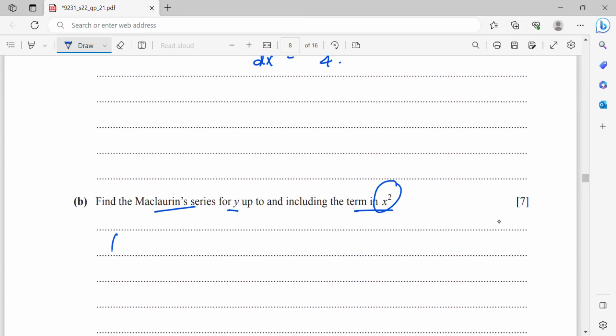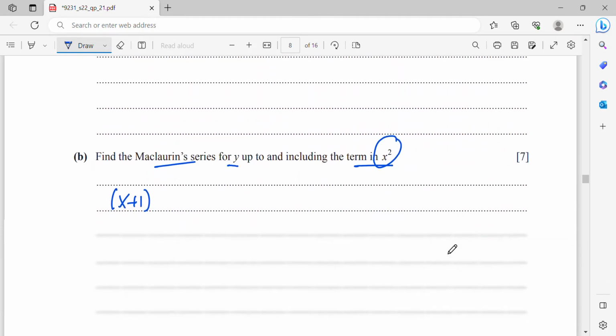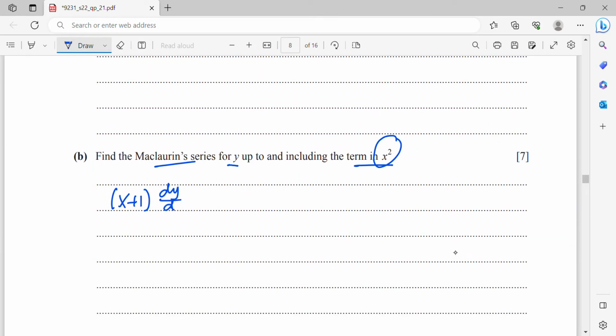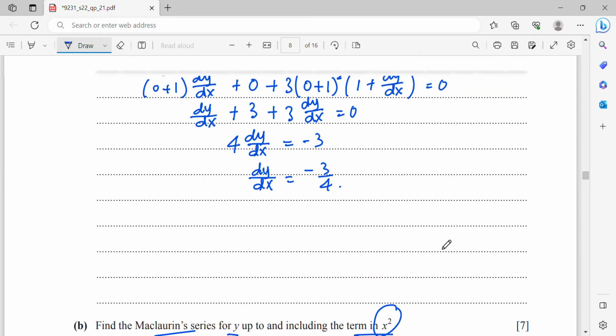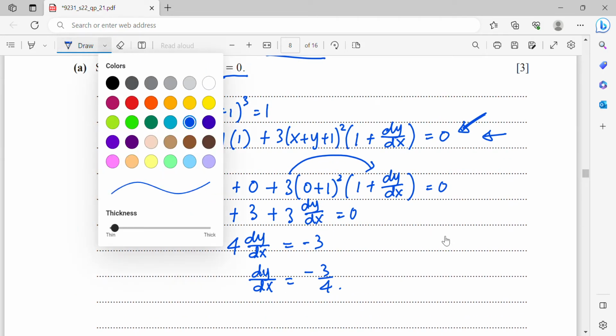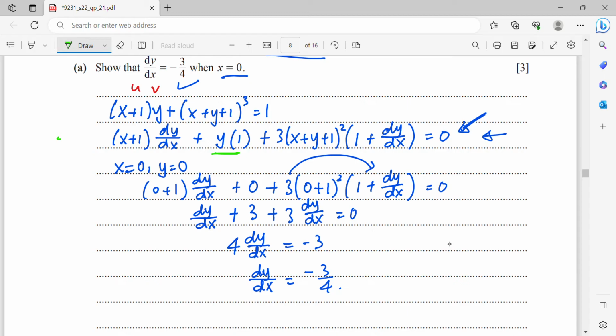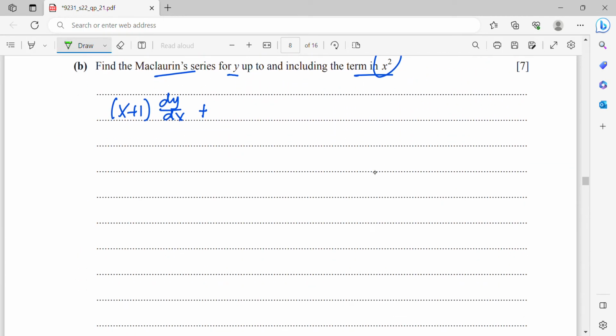So I will write x plus 1, dy/dx, plus, okay, here y times 1 is y, then I will copy these terms equals 0. So I will write down all the terms now. So plus y plus 3 bracket x plus y plus 1 squared, then 1 plus dy/dx equals 0. And now I'm going to differentiate this.